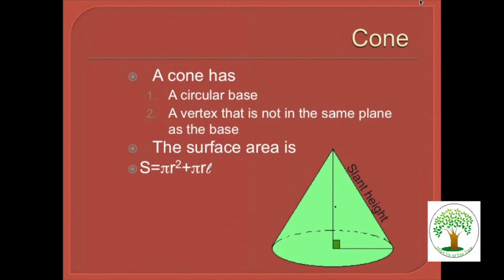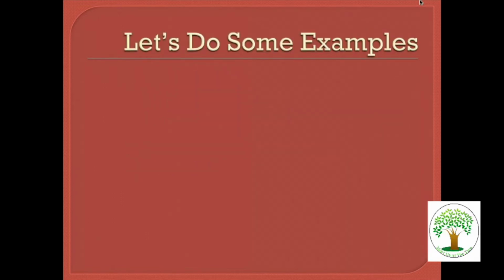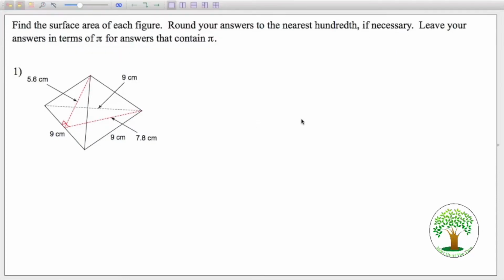All right, let's do some examples. We're going to do numbers 1 through 4 and 13. Find the surface area of each figure. Round your answers to the nearest hundredth if necessary. Leave your answers in terms of pi if the answer contains pi. This one does not contain pi. It's not a circle. What shape is the base of this one? Triangle. What's the formula? I'm suggesting that you write the formula every time.